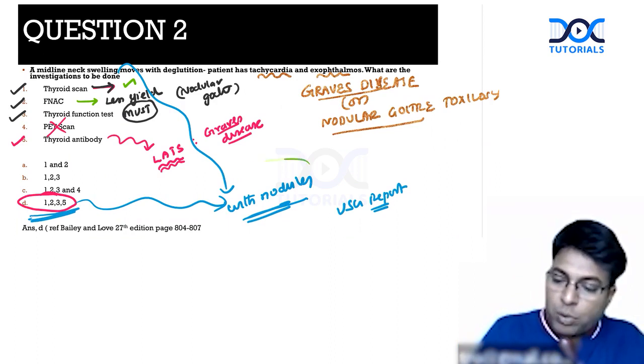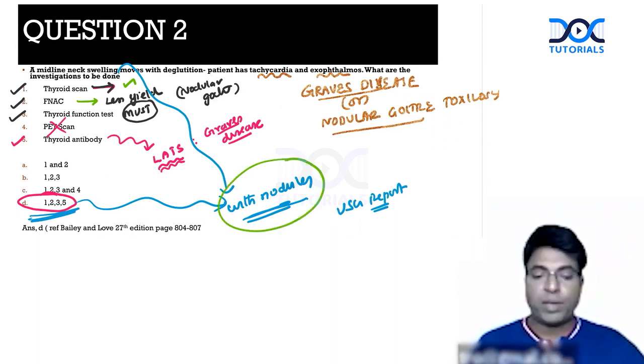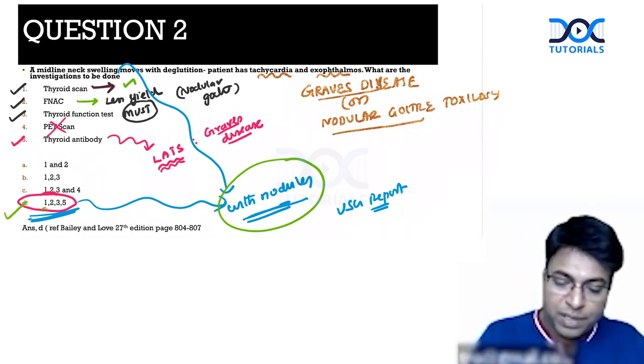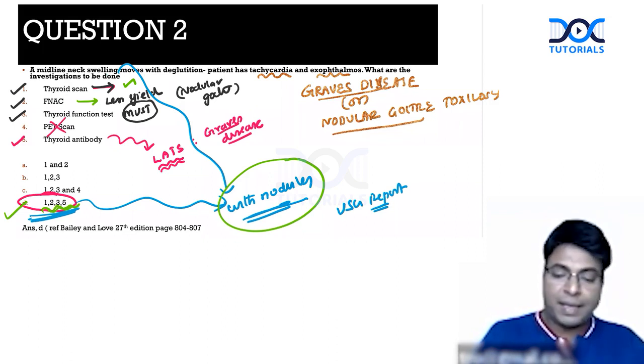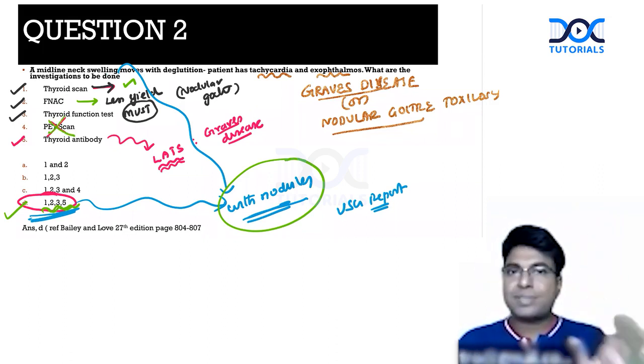Since the nodules is missing in the choice, the answer may be something which we may not be knowing, or sometimes the examiner made this question making it as a nodules. Answer will be 1, 2, 3, 5. Except for PET CT, other investigations are useful in a toxic goiter.